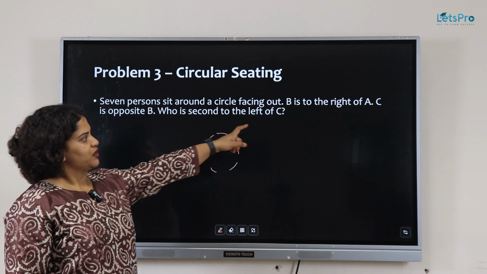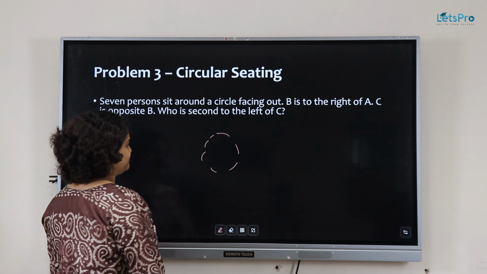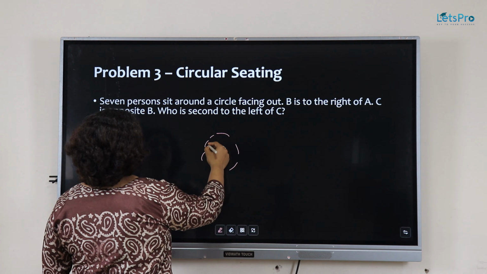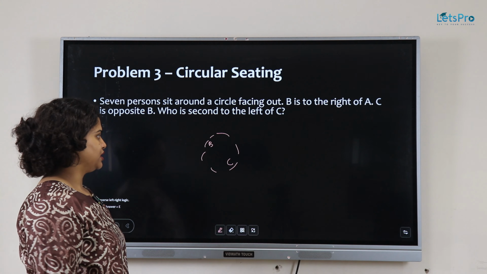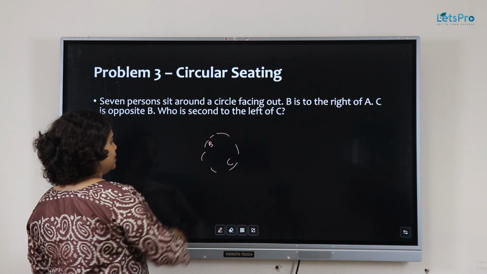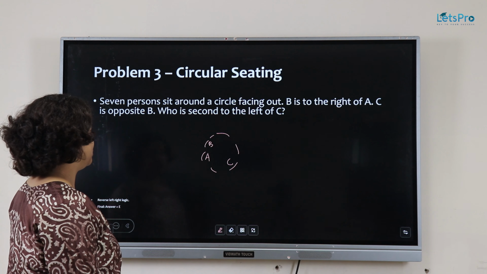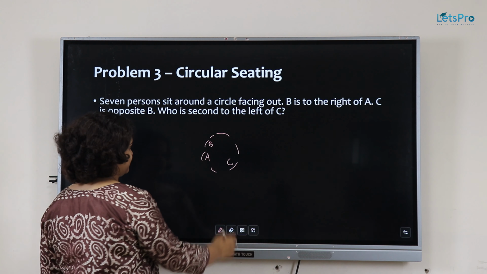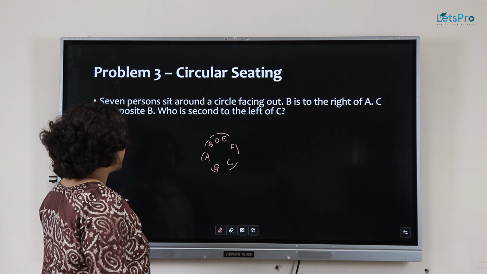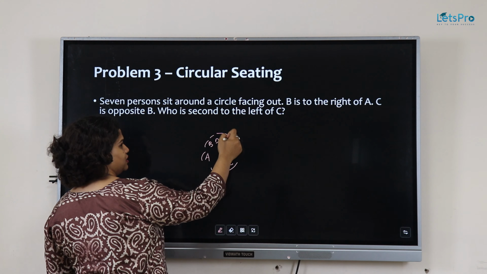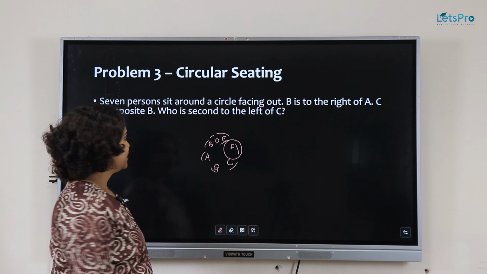It's a little bit away from your front. So now quickly say, B is to the right of A, C is opposite of B. Now opposite of B, let's take these positions, right? So B and C are at these positions. B is to the right of A, right meaning take leftwise, right? So A, let's say, is here. Who is second to the left of C? Again, if we have to see, C is already here, D, E, F and then G if I have to put, then I can say to the left of C we will have to see anti-clockwise, so it's nothing but our F. Alright.